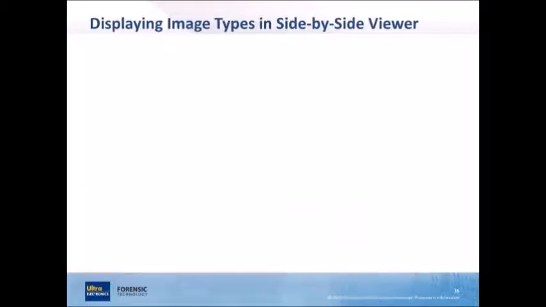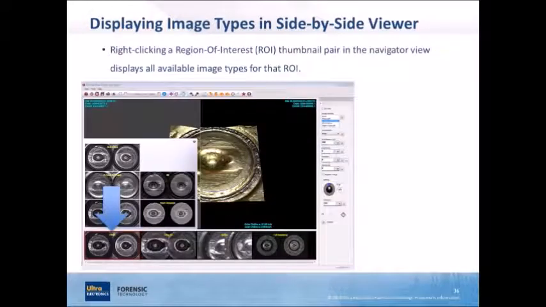Okay, a new feature on the side-by-side viewer for cartridge cases is the ability to see all the available image types. So right-clicking on a thumbnail pair in the navigator view along the bottom of the viewer displays all the available image types for that region of interest.